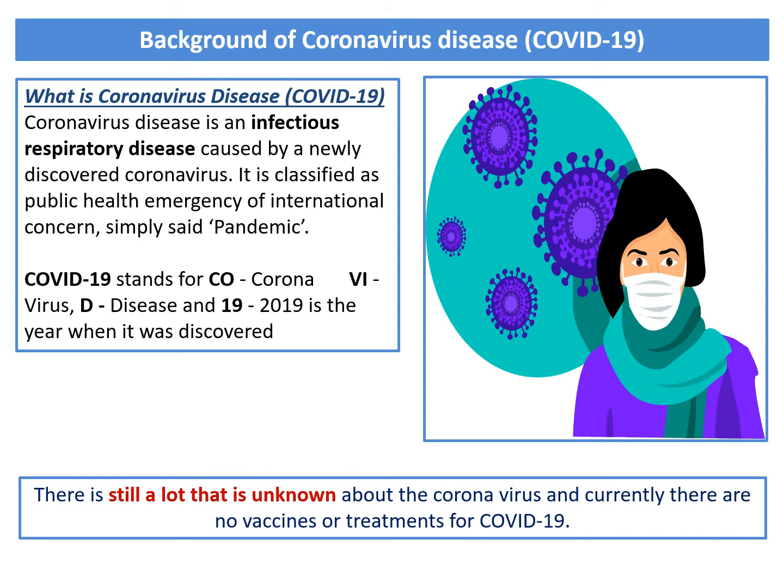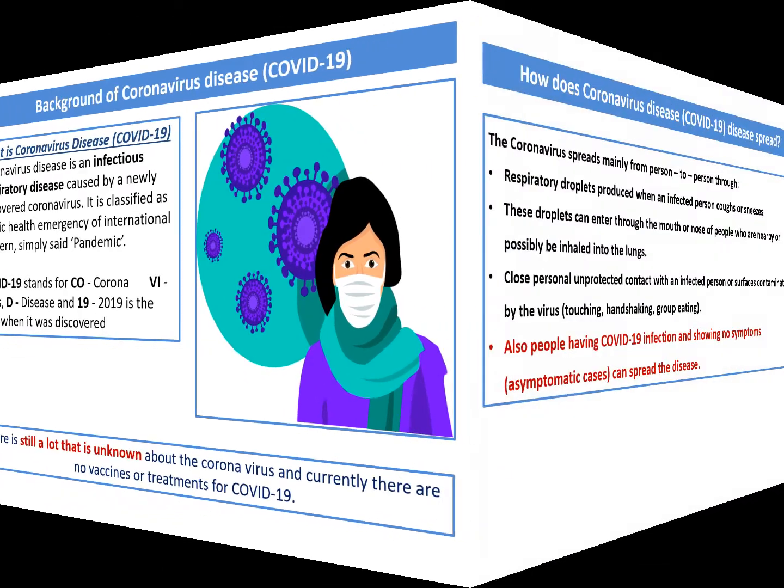Now, it's important to know that there's a lot of unknown about the coronavirus, how it behaves and how it is presenting itself in different situations. So currently there is no vaccine, although there are many trials going on, and there is no specific treatment for the coronavirus.